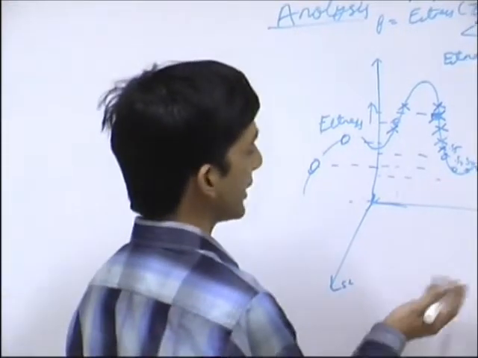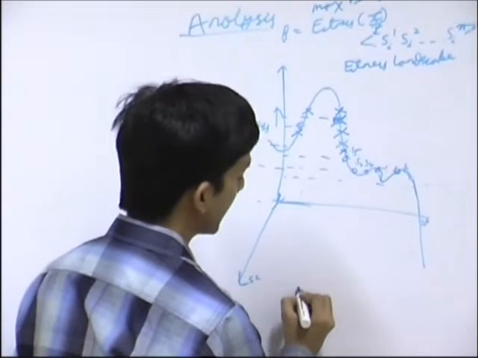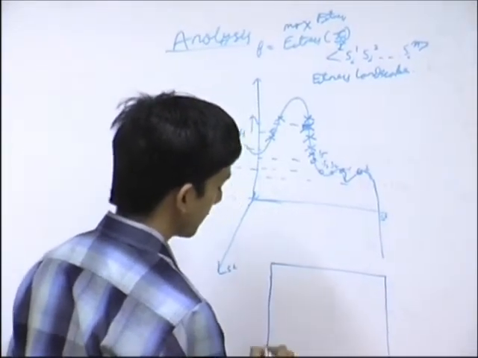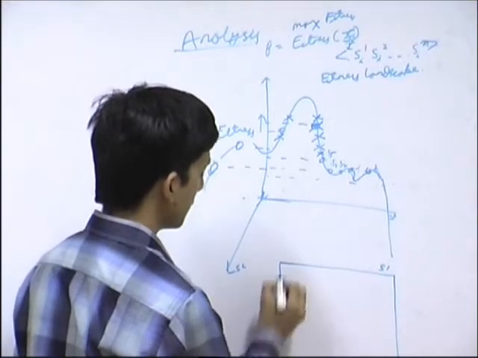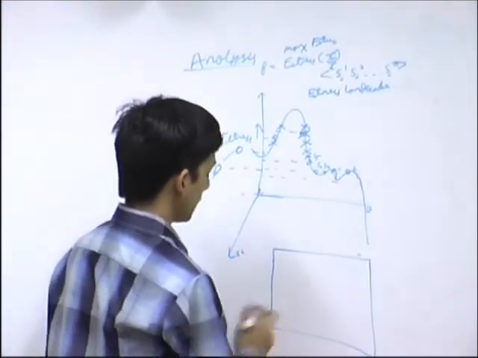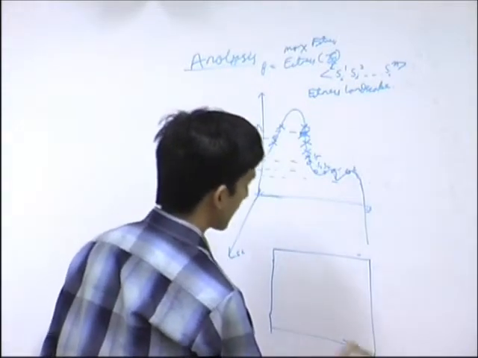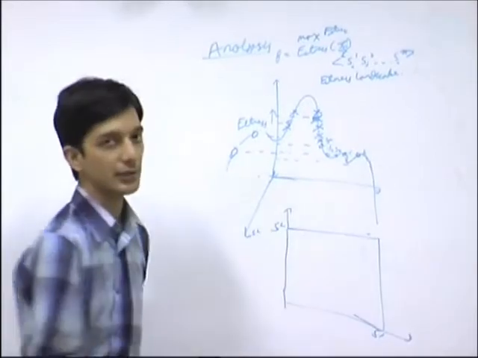Now for better visualization, let me draw only the base of this curve over here and let me represent any individual by a dot. So I had this as S1, I had this as S2. A bound space, so I'll have some kind of bounds over here.